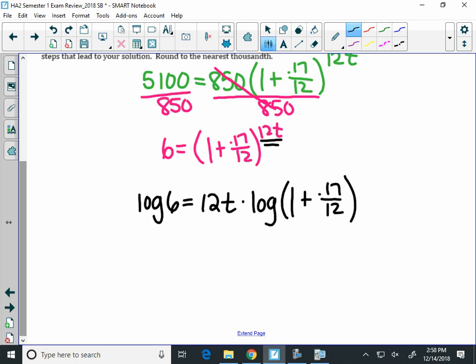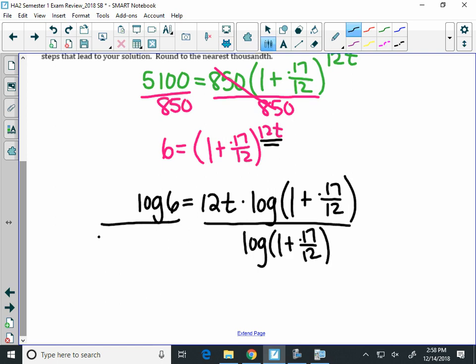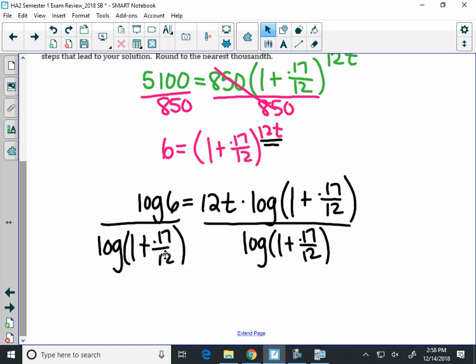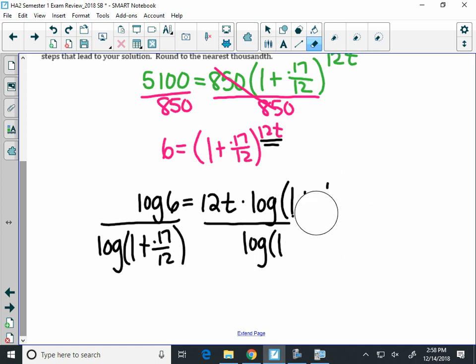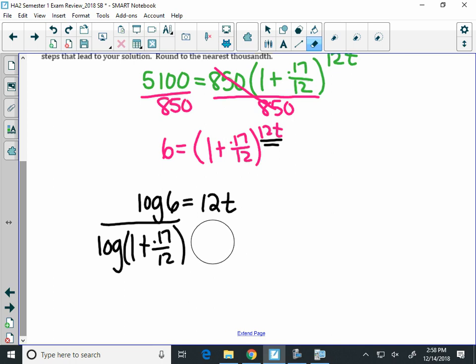Before I can deal with the 12 and get t by itself, I need to divide by this logarithm on both sides. Okay, so we'll divide by log of 1 plus 0.17 over 12. Now, just so I don't have to write it again, I'm going to cross off what we have over here, because really I would rewrite the same thing anyways. I have this fraction equals 12t.